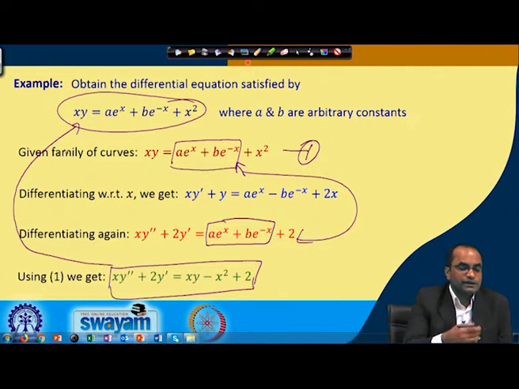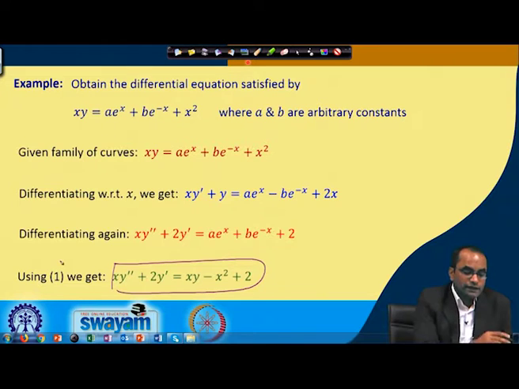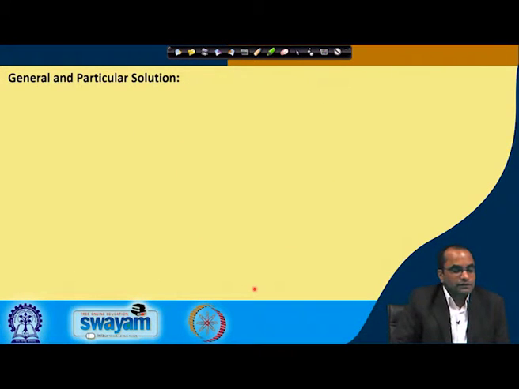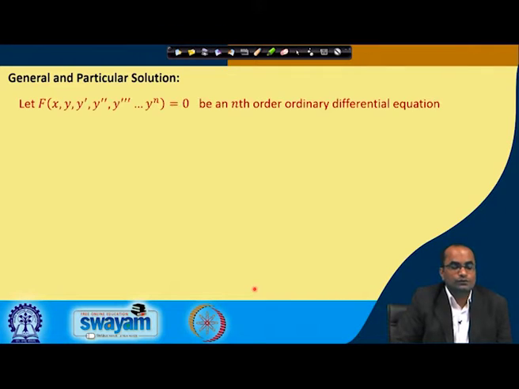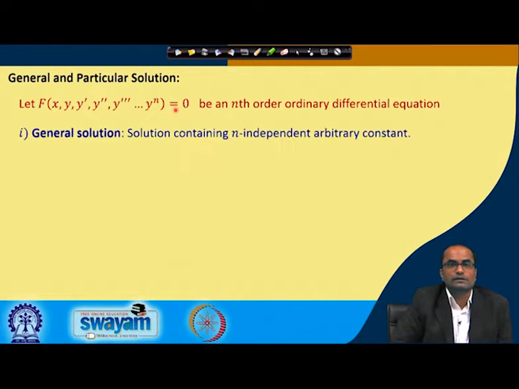So, that is how the formation of differential equations from a given family of curves works, and in the upcoming lectures we will see how to find this family of curves from a given differential equation. Now, we have the other concept of the general and the particular solution. Let this be an nth order differential equation. Here we have the nth order derivatives and other lower order derivatives, also the dependent variable y and independent variable x. So, it is a relation, meaning it is an nth order differential equation.